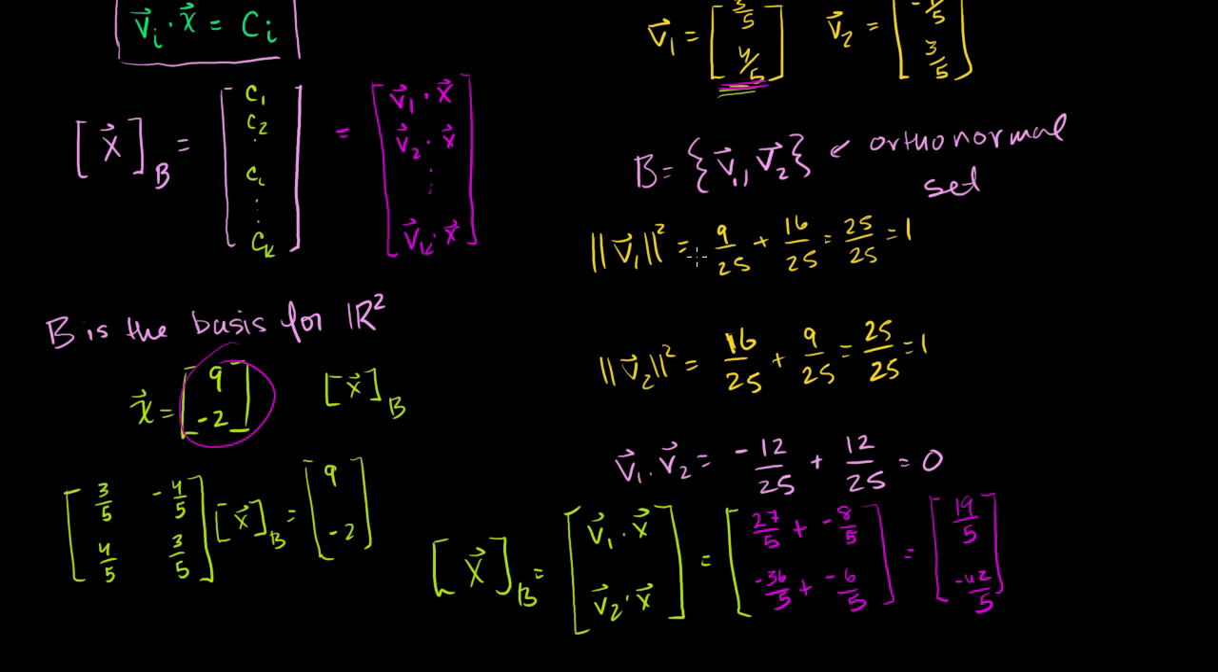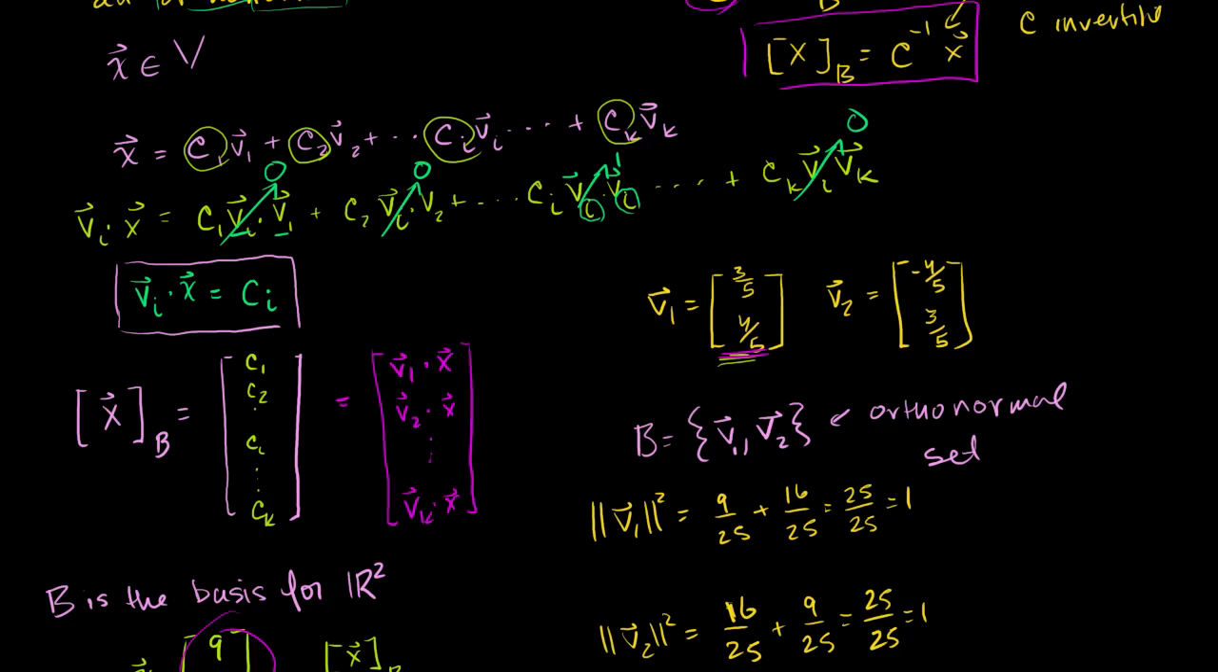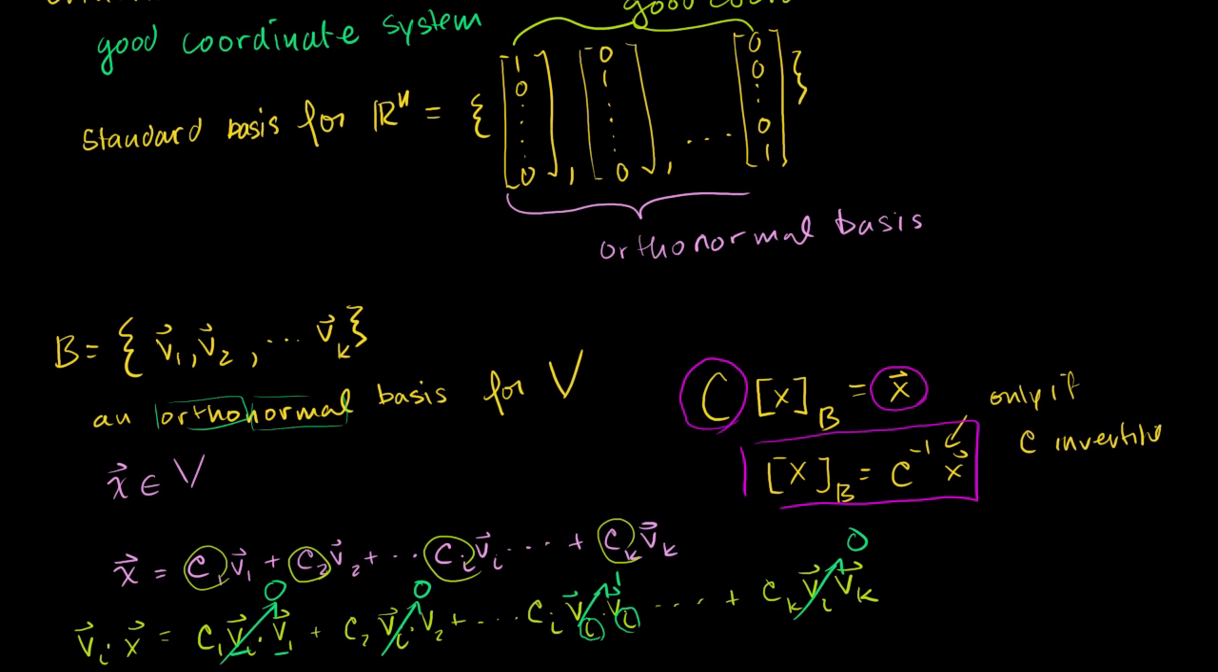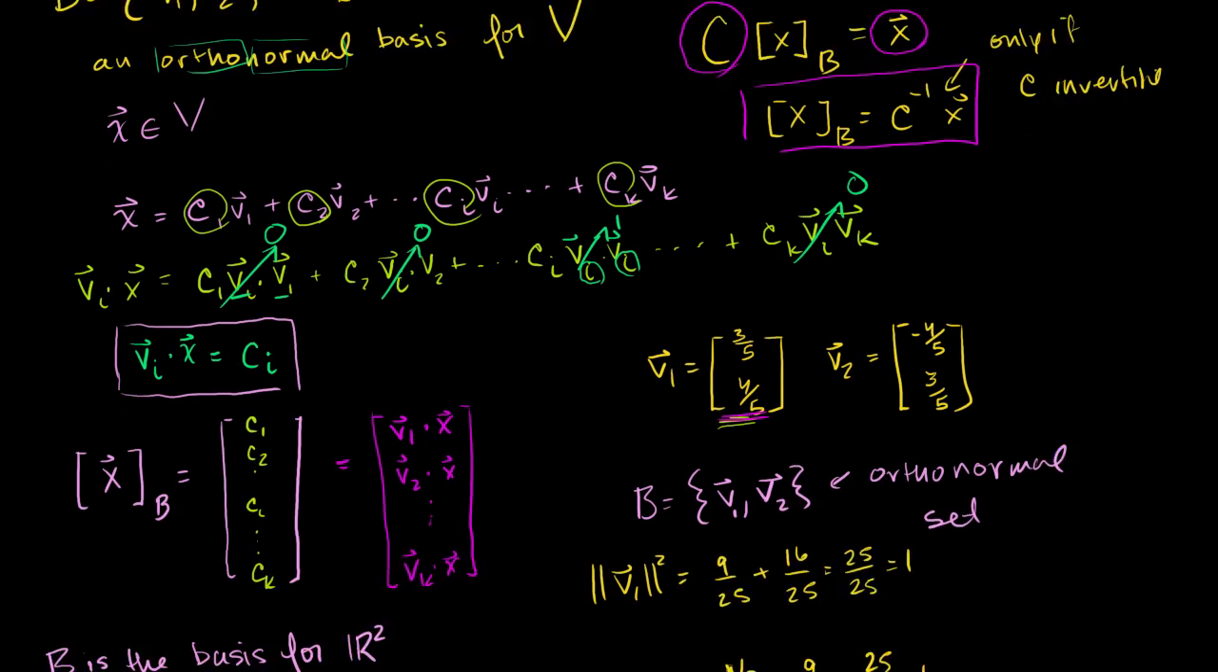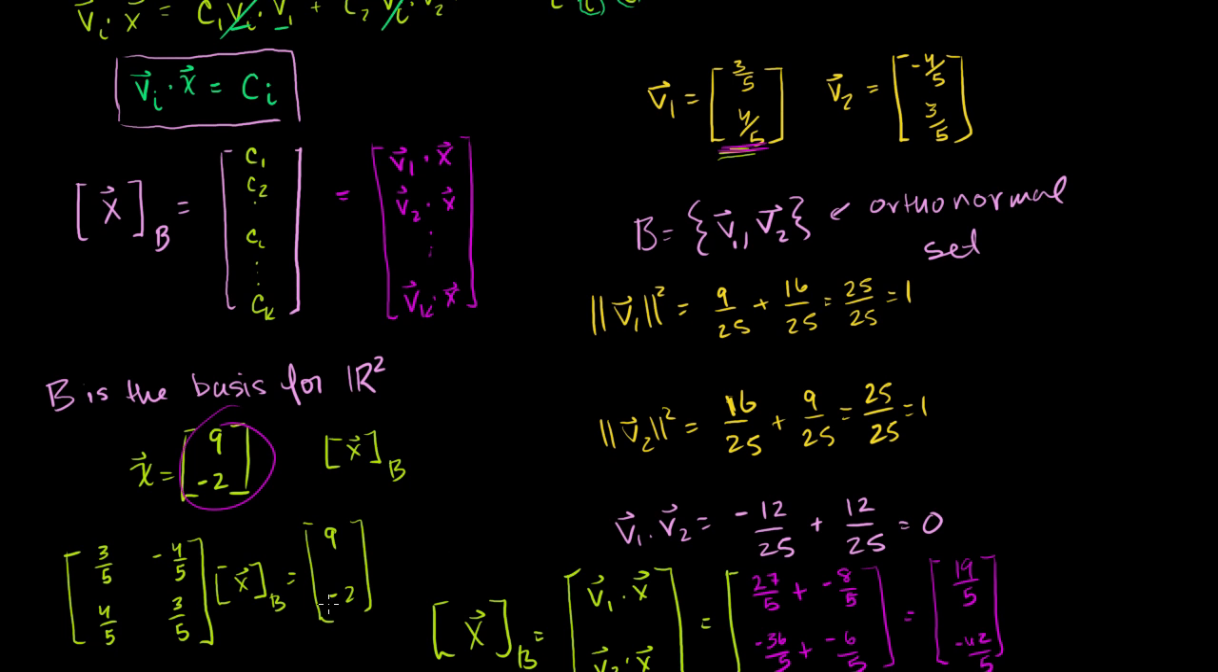So earlier in this video, when I said orthonormal basis, what are they good for? And I said, well, the standard basis is good. So these are good coordinate systems. We've used it before. I didn't really put a lot of context around what it meant to be good, but now we see one version of what it's good for. It's very easy to find coordinates with respect to an orthonormal basis.